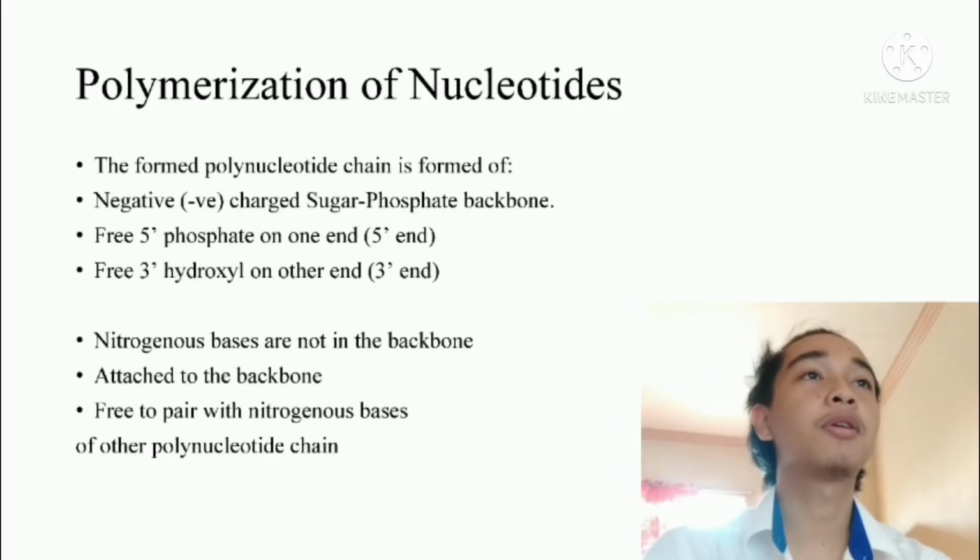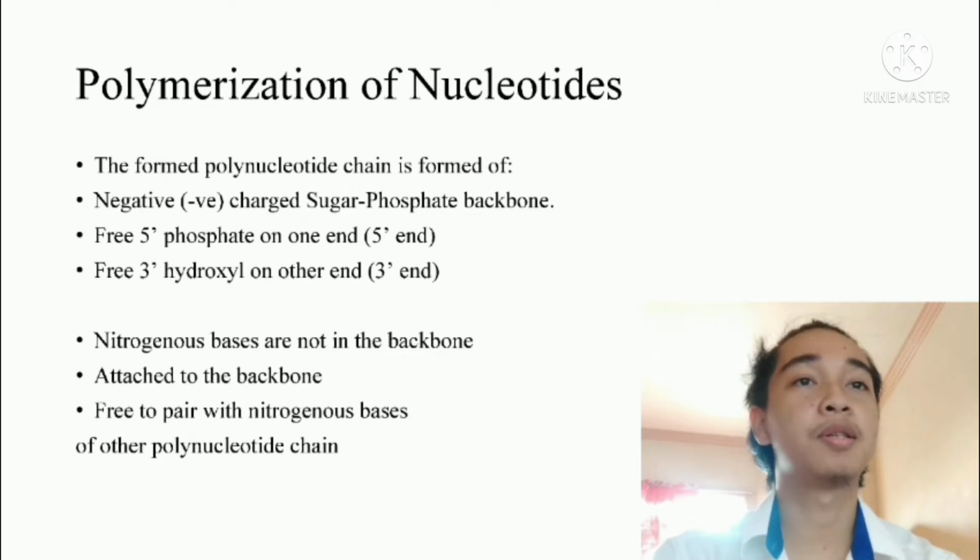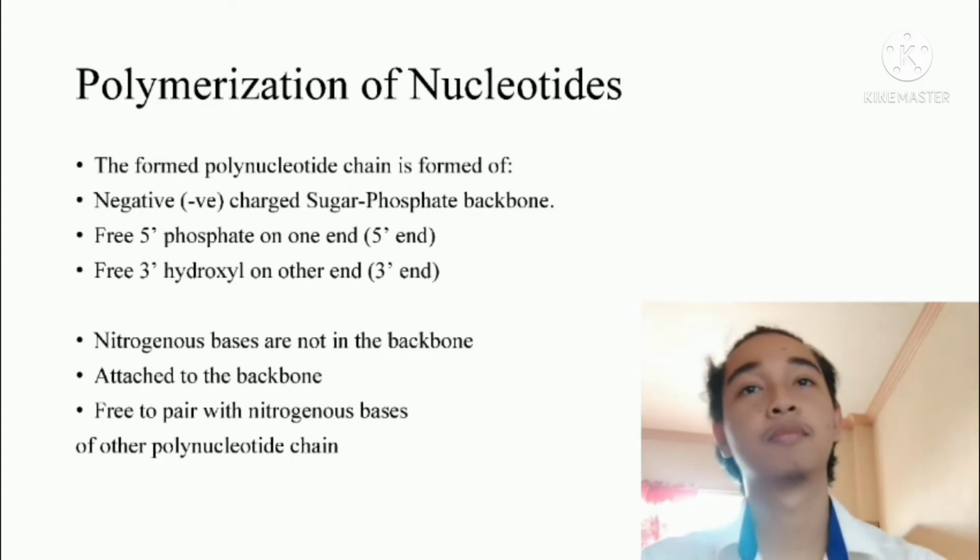The polynucleotide chain is formed of a negatively charged sugar-phosphate backbone, with a free 5-phosphate on one end and a free 3-hydroxyl on the other end. Nitrogenous bases are not in the backbone. They are attached to the backbone, free to pair with nitrogenous bases of the other polynucleotide chain.